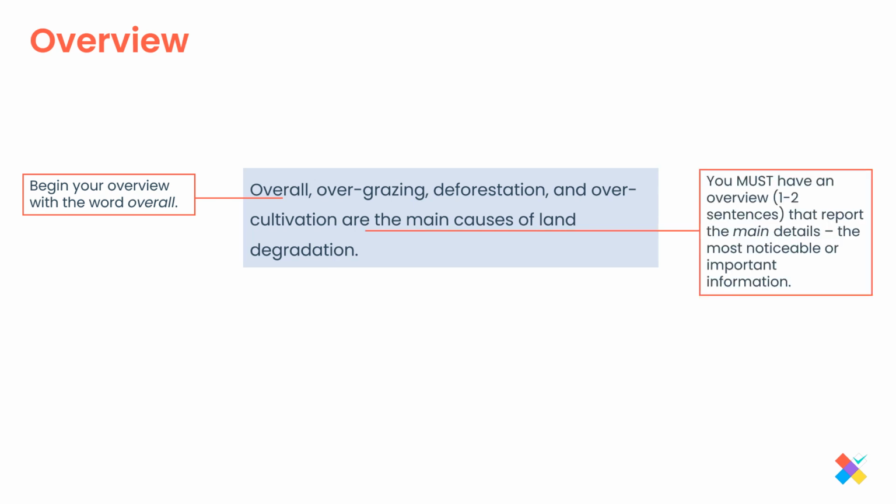Okay, and now we're moving to the big picture. Oh yes, you must have an overview of 1 to 2 sentences maximum that report the main details and the most noticeable or important information. Otherwise, you won't get band 5, no matter how good your vocabulary and your grammar is going to be.